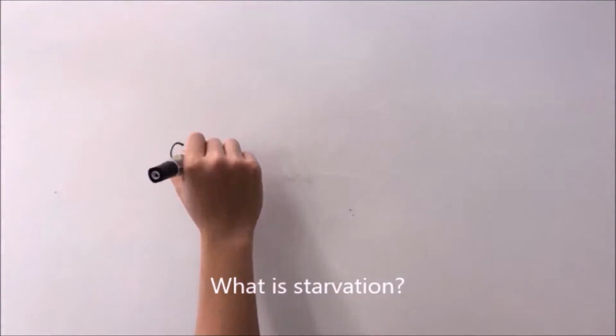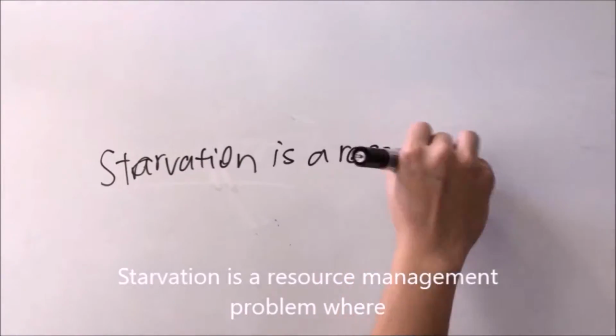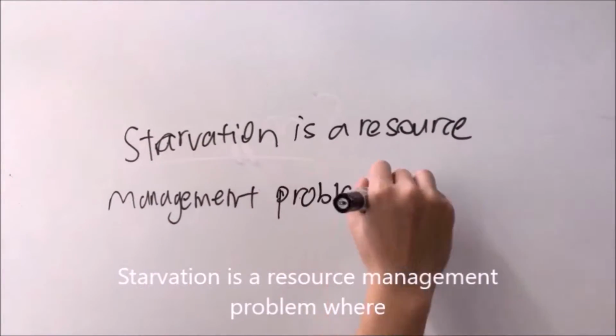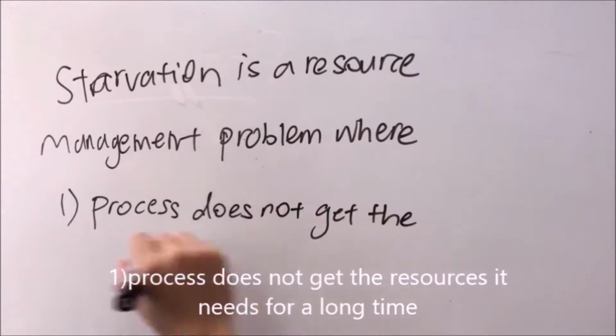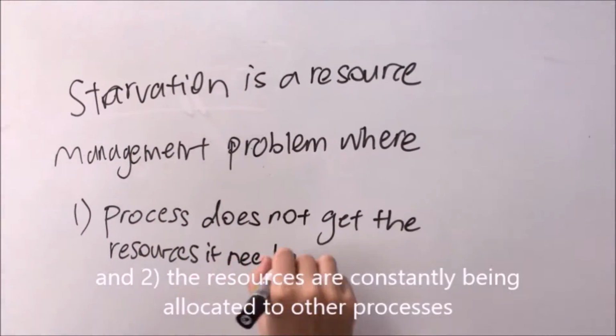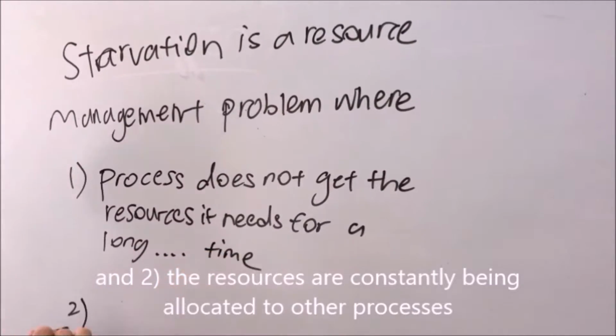What is starvation? Starvation is a resource management problem where 1. a process does not get the resources it needs for a long time, and 2. the resources are constantly being allocated to other processes.